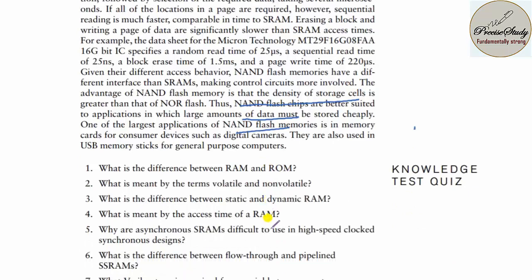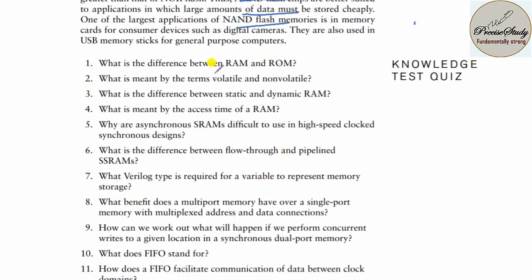Let us test our knowledge. First question they have given is, what is the difference between RAM and ROM? As I discussed, RAM stands for random access memory and ROM stands for read-only memory. In the case of RAM, you can perform both the read operation as well as write operation, but in the case of ROM, you can perform only read operation. RAM is a volatile memory, ROM is a non-volatile memory.